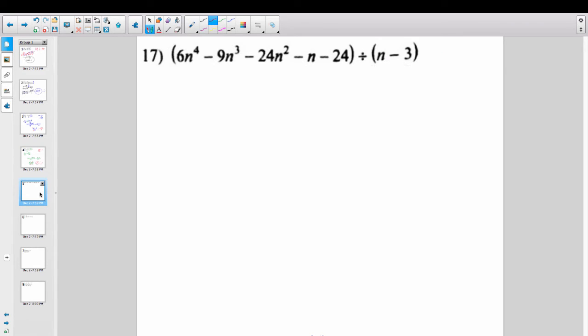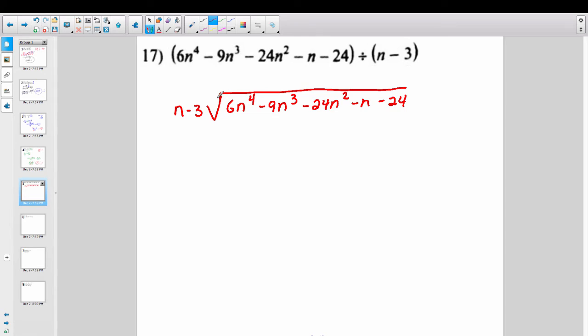Okay, long division. This is long. The way you set it up is you make sure that everything is in order. So we want to make sure that we have an n to the 4th going first, then the n to the 3rd, followed by n to the 2nd, n to the 1st, and then the number. If any of those are missing, remember that you need to fill them in with zeros. But in this case, we had everything, so that was nice.